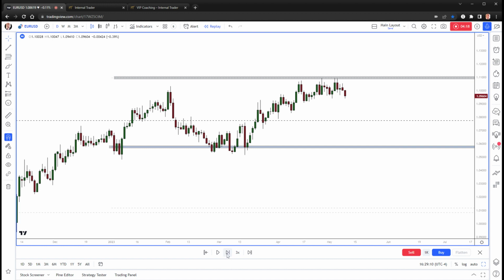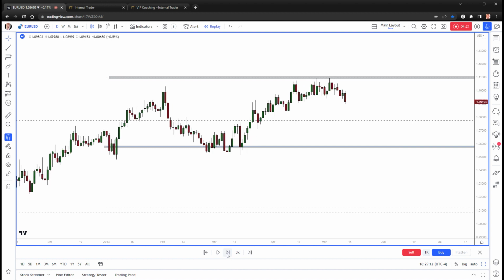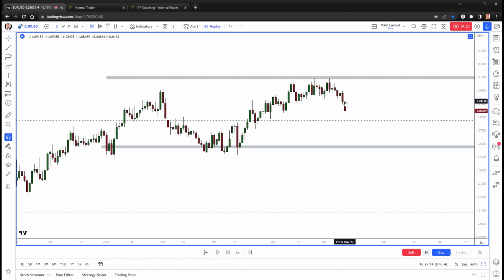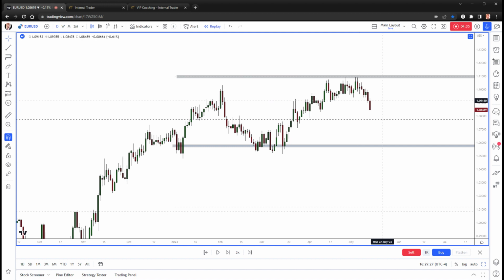So going forward, once we got this move back here, I actually ended up going short at, I think it was, 1.0895, before we got this continuation. And then that was that.